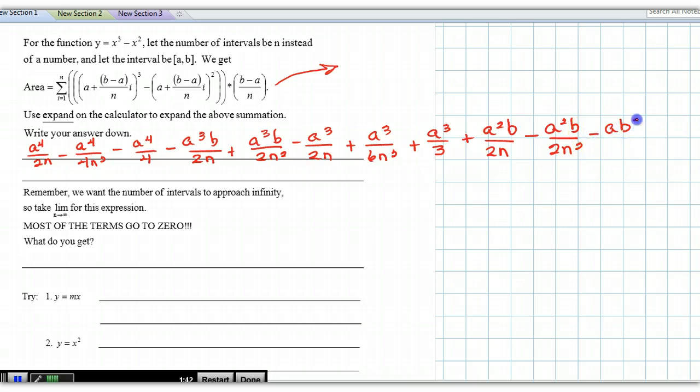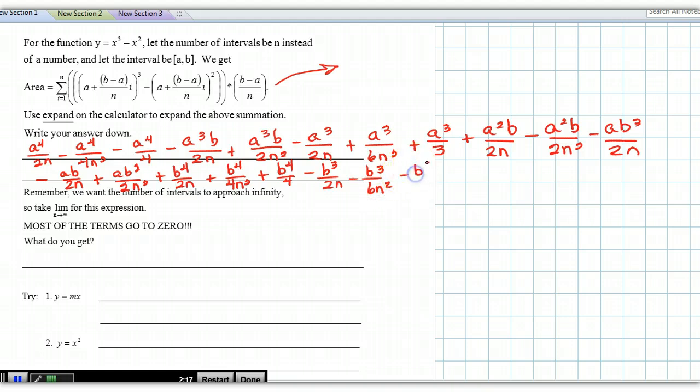minus a b cubed over 2n minus ab over 2n plus ab squared over 2n squared plus b to the fourth over 2n plus b to the fourth over 4n squared plus b to the fourth over 4 minus b cubed over 2n minus b cubed over 6n squared minus b cubed over 3.